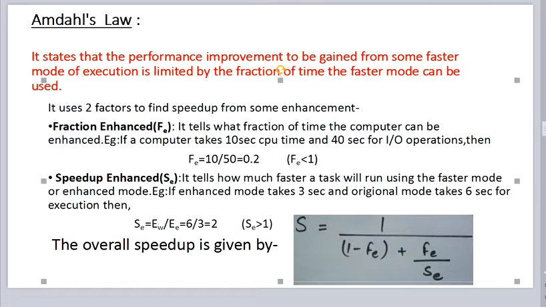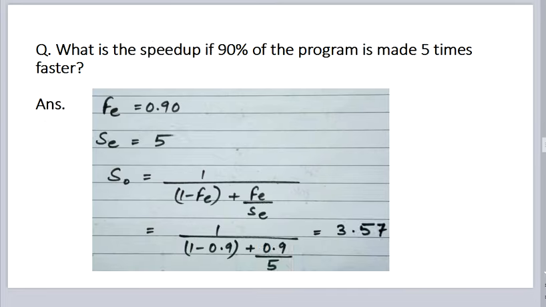Now speedup enhanced tells how much faster a task would run using the faster mode of execution. So if enhanced mode takes 3 seconds and original mode takes 6 seconds for execution, speedup will be 6 upon 3, that is 2. Now we see fraction enhanced is always less than 1 and speedup enhanced is always greater than 1. Now the overall speedup is given by 1 upon (1 minus FE) plus FE by SE.